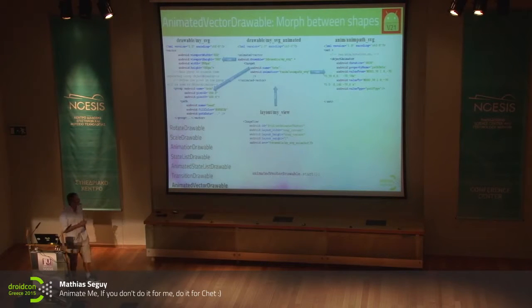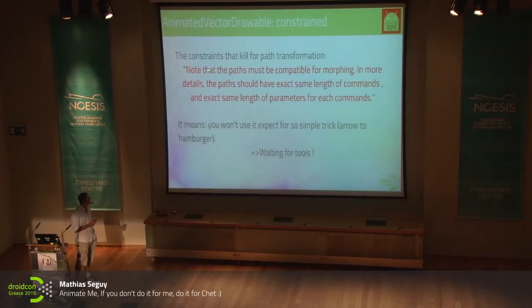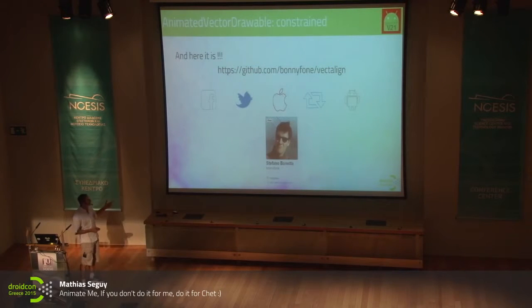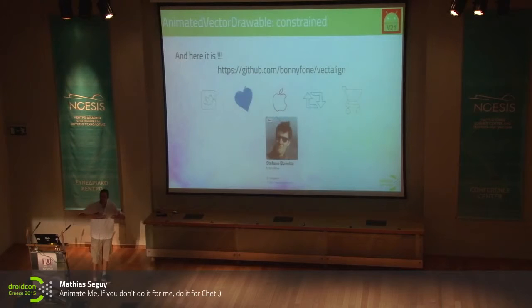Okay. The problem here is there is a main constraint that limits the path transformation a lot: the path must be compatible for morphing. So your paths should have the exact same length of commands and the same length of parameters for each command. So it's really a big constraint, and we were waiting for tools. And the tool came last week, by Stefano Bonito. You give it the from vector and the to vector, and it changes the steps in a way that they are compatible for animation. So, thanks.